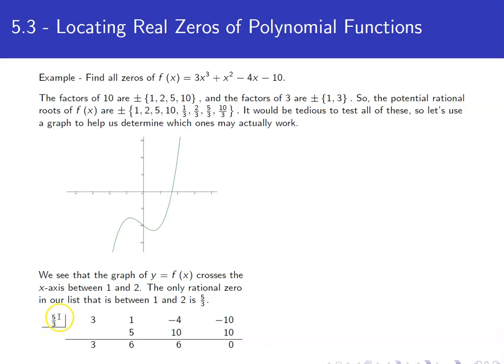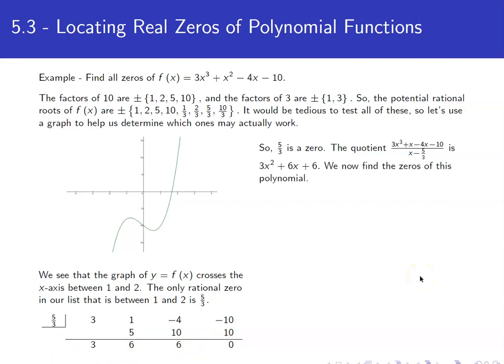So using synthetic division, I use 5/3 as my root and put the coefficients of the polynomial in the top row. Bring down the 3, multiply by 5/3 to get 5, add to get 6, multiply by 5/3 gives you 10, add to get 6, multiply by 5/3 again gives you 10, add to get 0. So I really do see that 5/3 is a zero. That tells us that the quotient of the original polynomial, 3x cubed plus x squared, there's a typo there, that should be an x squared, minus 4x minus 10, over x minus 5/3, is the polynomial 3x squared plus 6x plus 6.